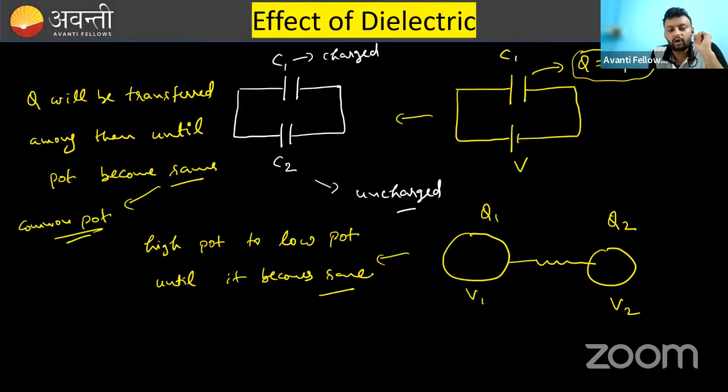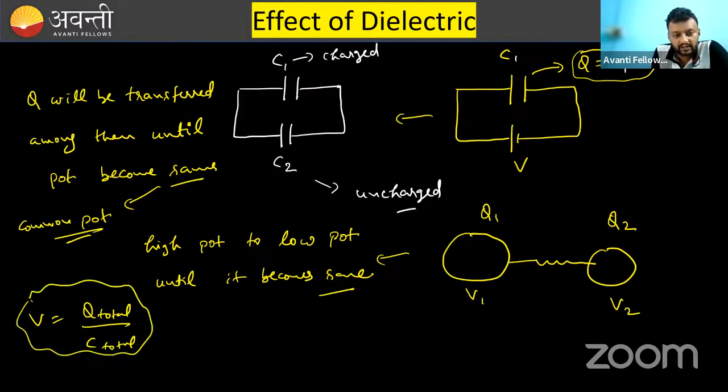Is it clear? This potential is known as the common potential, and this common potential is given by the formula Q total by C total. Q total means total charge, C total means total capacitance. This is the case when one capacitor is uncharged. Now coming back to the question.